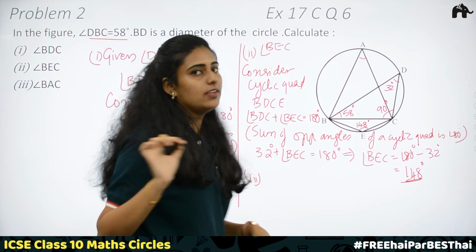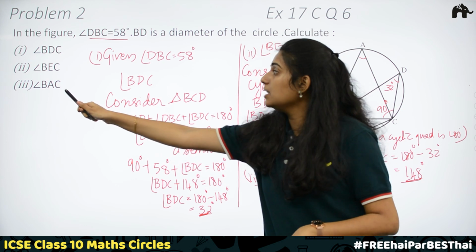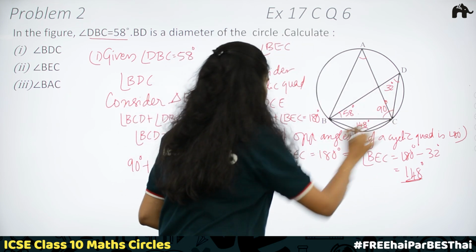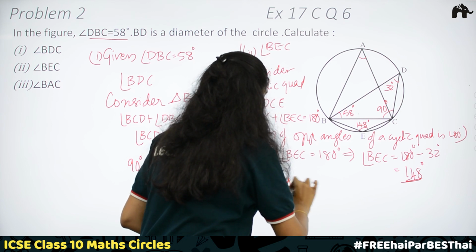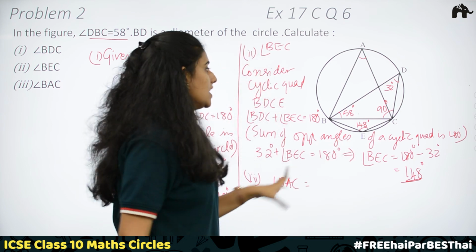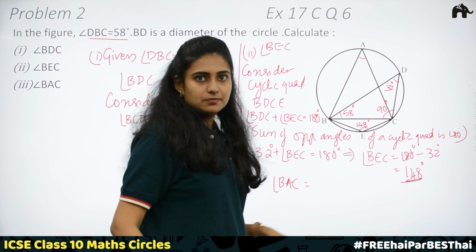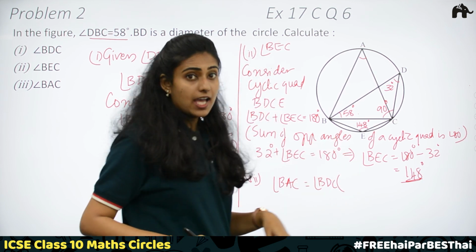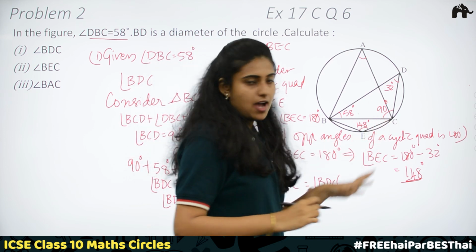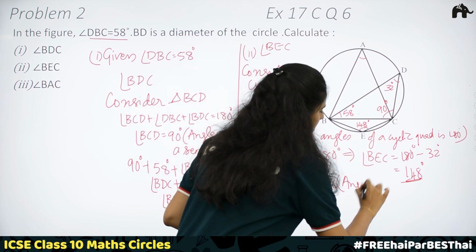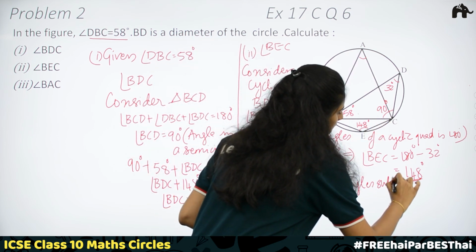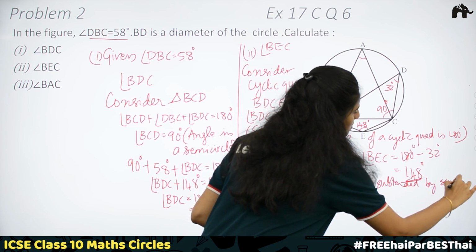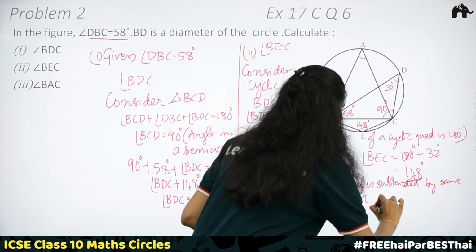Now the third part. What we have to find is the measure of angle BAC. What is BAC? BAC will be equal to BDC. What is the reason? Angles subtended by the same arc are equal.